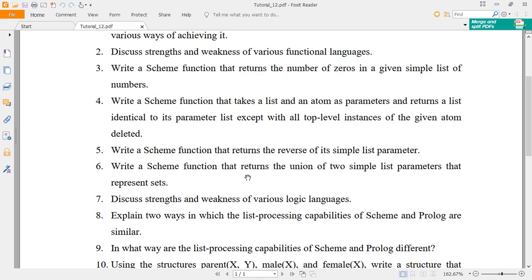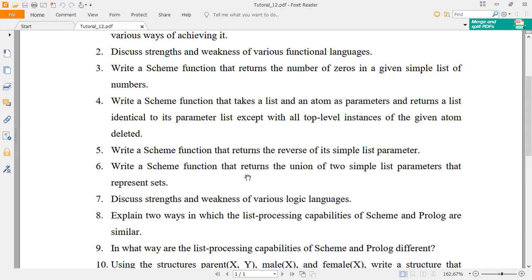So using these functions, try to develop the program. Next is: write a Scheme function that returns the reverse of its simple list parameter. So that means it is a simple program. Already we have seen the programs for reversing the list.